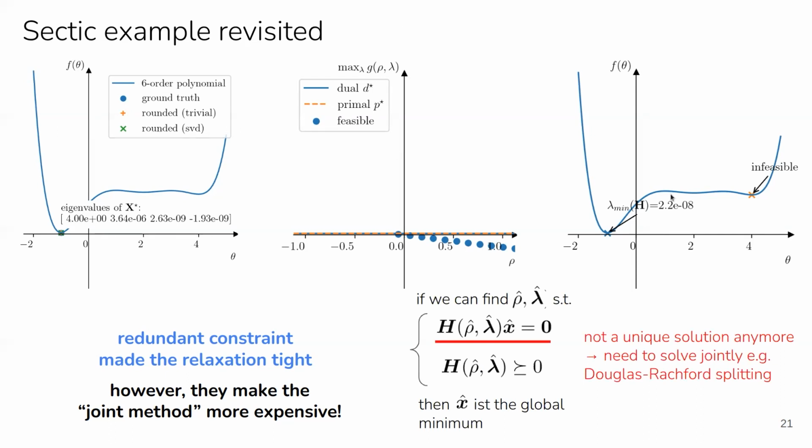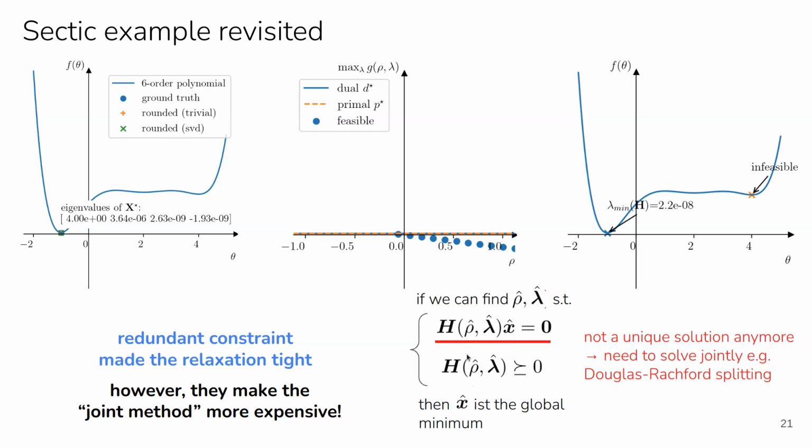just to explain what's happening here. Recall that for this joint method, we want to find rho and lambda such that these two conditions are satisfied. But now this first stationarity condition doesn't have a unique solution anymore because we have added these redundant constraints in H, which means that LICQ doesn't hold anymore, and you can't simply solve for rho and lambda using this first equation. So what you need to do instead is solve jointly for these two conditions.